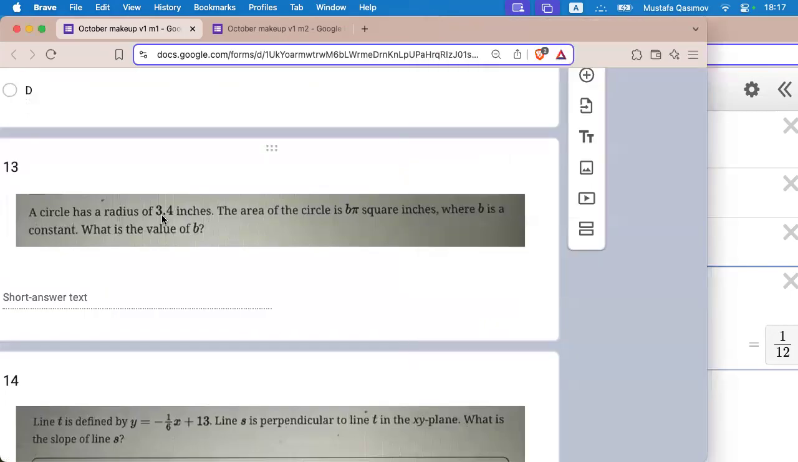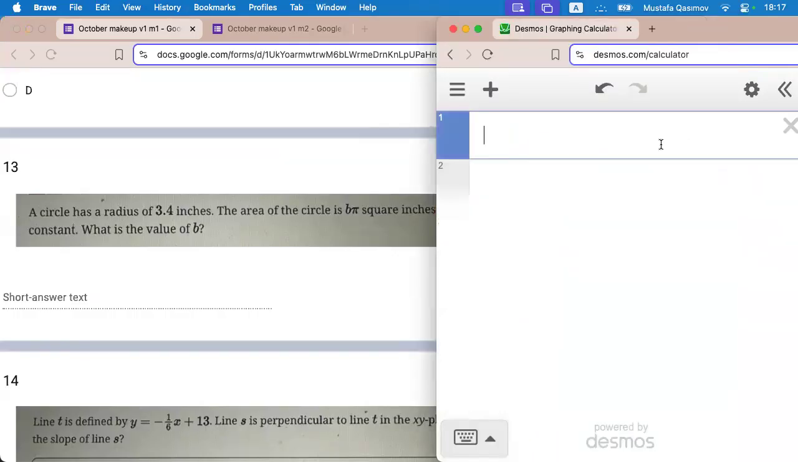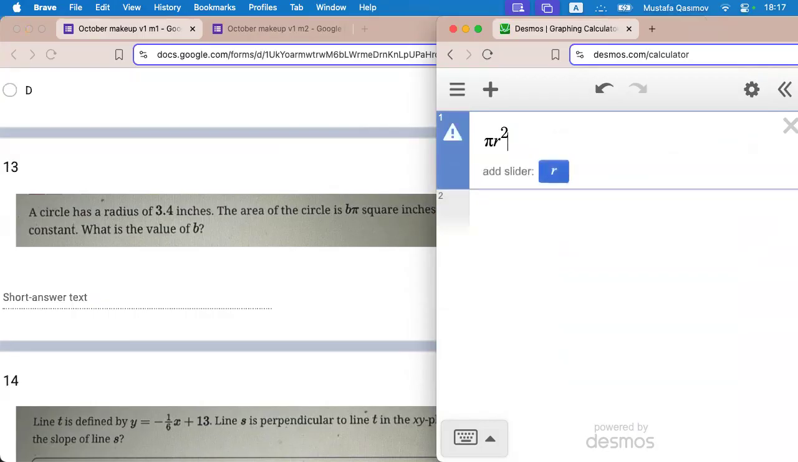A circle has a radius of 3.4 inches. The area of the circle is equal to B pi, where B is a constant. What's the value of B? The area of a circle is given in the reference. We know that it is equal to pi r squared, which is then pi times 3.4 squared.